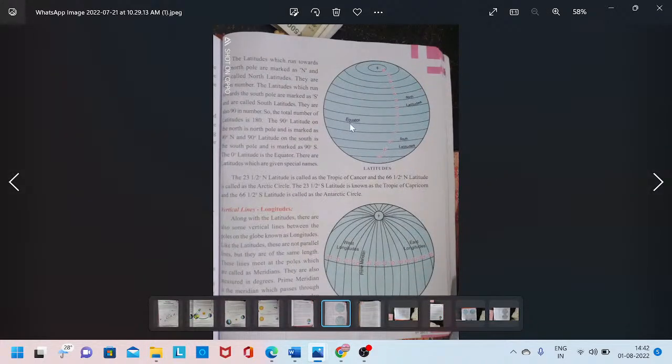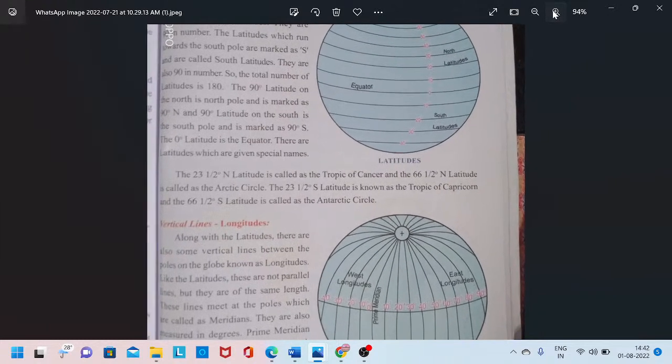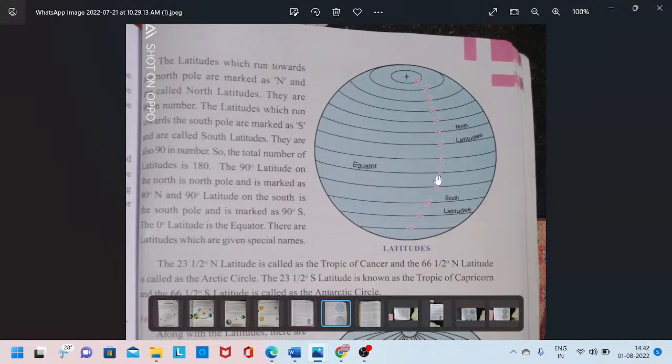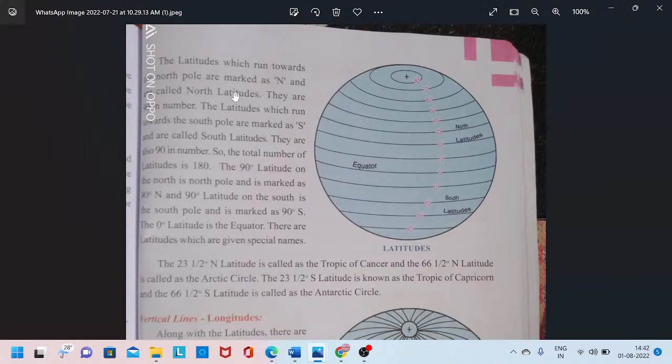So if you see the latitudes here in this picture, they are clearly given. The equator is at 0 degrees, and here we can see 10, 20, 30, 40, 50 until 90. The latitudes which run towards the north pole are marked as N and called north latitudes. From the equator, the latitudes marked towards the north are called north latitudes.